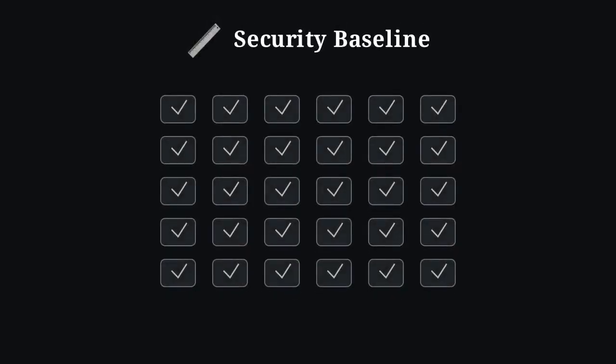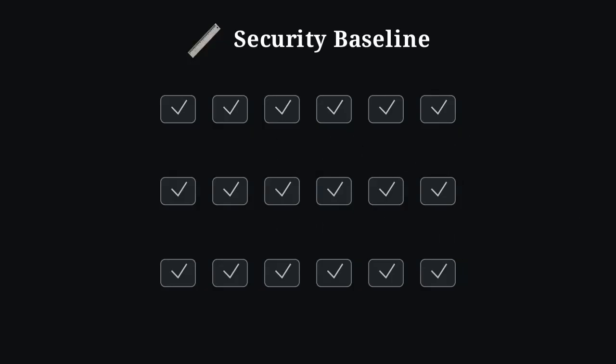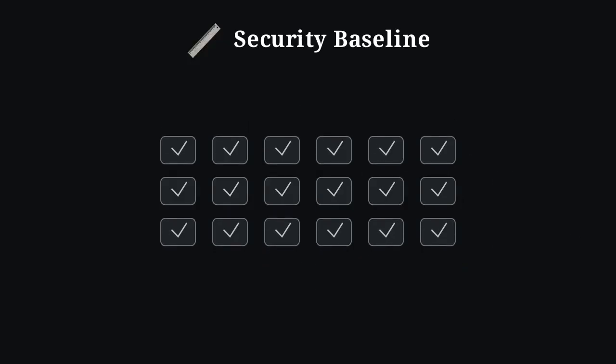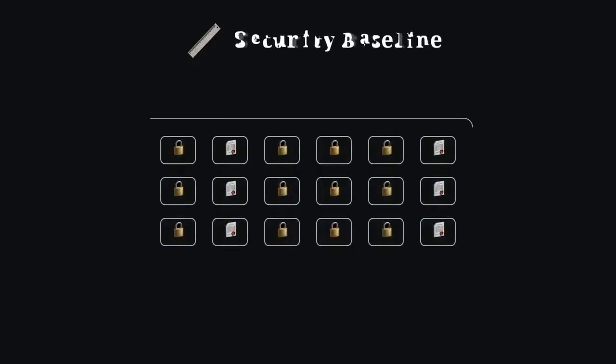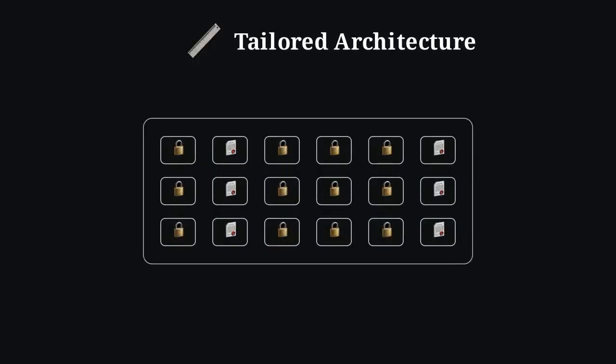Translating these concepts starts with the security baseline, the minimum uniform floor of controls required for a system. First, you apply scoping, extracting controls that do not apply to your environment. Next is tailoring, adjusting and strengthening the remaining controls to fit your specific operational risk profile.